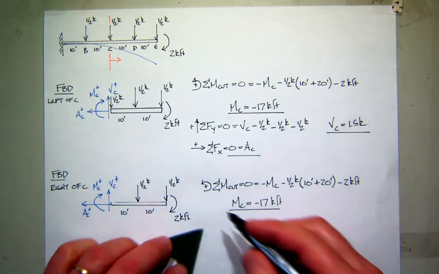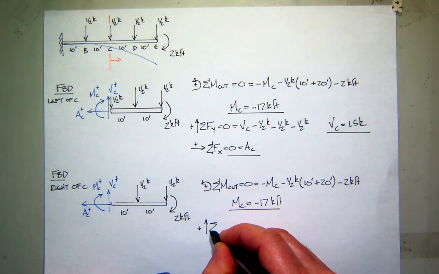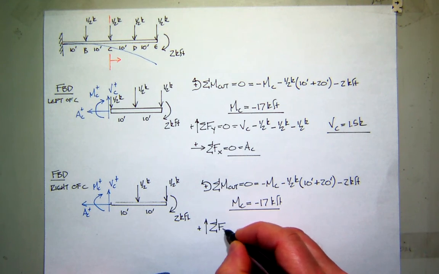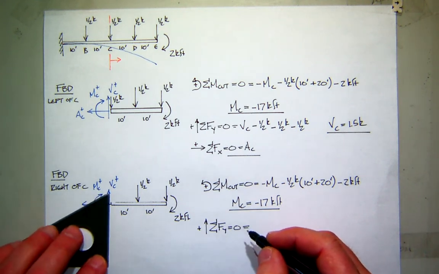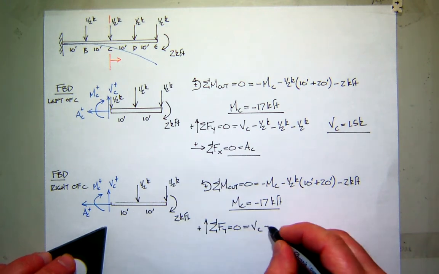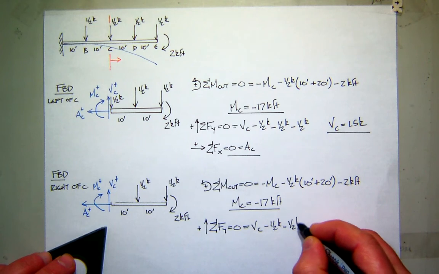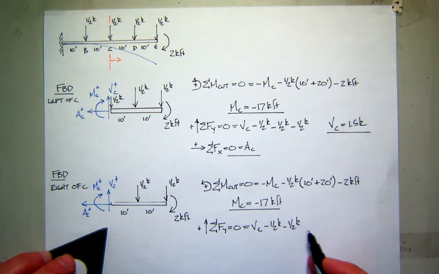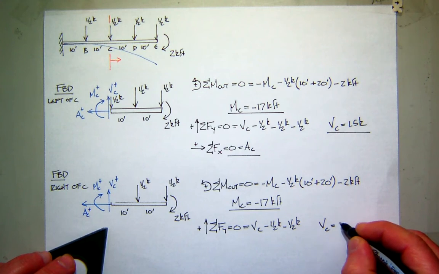What about the shear? Well, we compute that by summing forces in the y direction. So let's see what I got. I got shear acting up, 1, 2 forces acting down, half a kip, half a kip. So you can see compared to the first time, the shear has changed. It's only 1 kip.